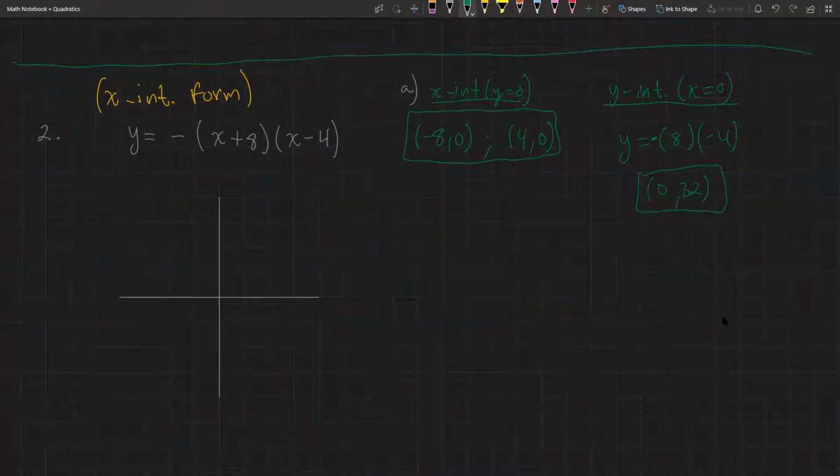So -8, let's see, 4, 0. Actually, that would be more difficult for me to sketch that way. So let's do it right here. There we go. This will work easier for me. And again, you should notice negative something square, therefore it's concave down or curving downwards. And line of symmetry is somewhere here. See if I'm doing this right. That looks about right.